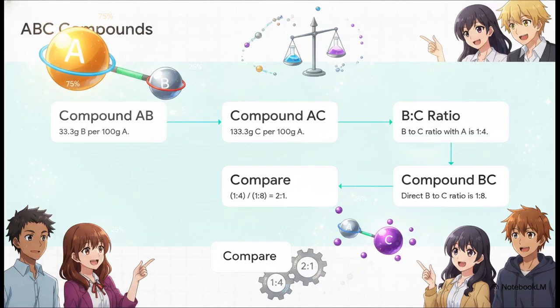Step 3. The ratio of B to C combining with our fixed A is 33.3 to 133.3, which perfectly simplifies to a 1 to 4 ratio. Now for step 4. Elements B and C combine directly to form BC, which we are told is 11.11% B and 88.89% C. That's a direct ratio of 1 to 8. Finally, step 5, compare the two ratios. 1 to 4 divided by 1 to 8 gives us exactly 2 to 1, a simple whole number multiple. Honestly, it's just beautiful math.